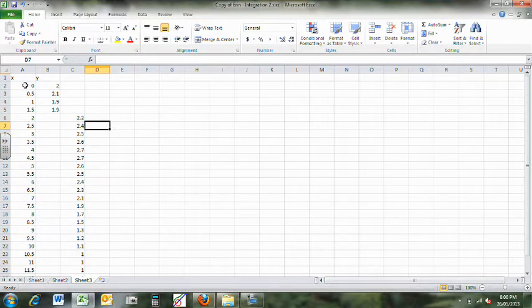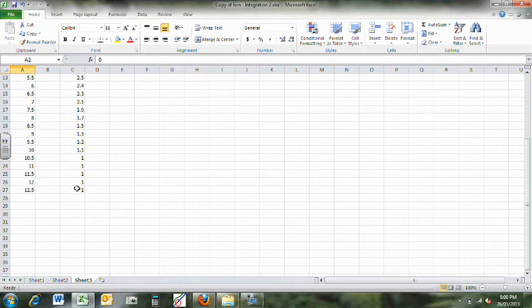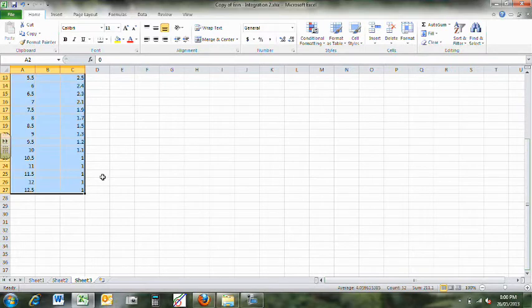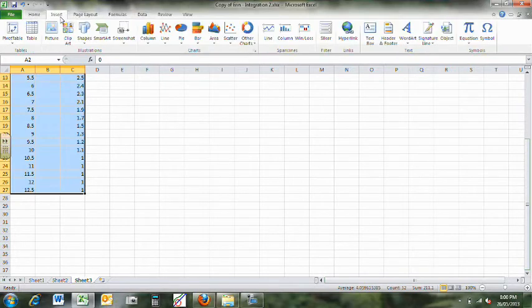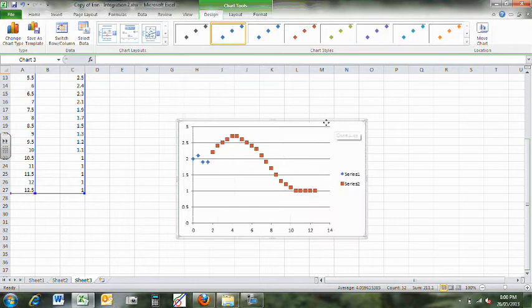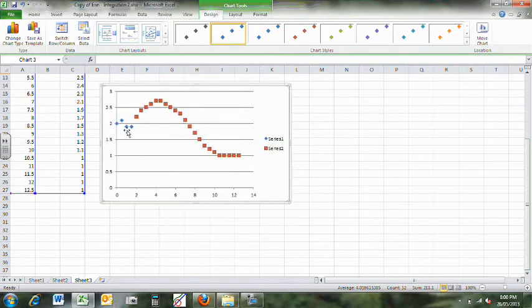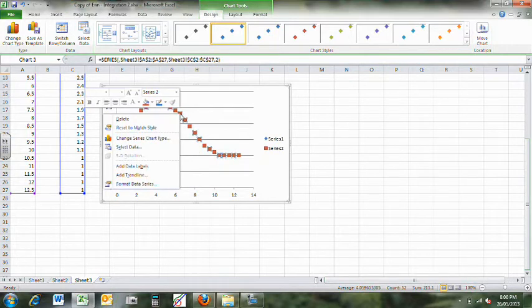And now if I highlight all of my values, I'll insert a scatter plot, and we'll see here we get two different colorations. The first 4 points are different to the other points, so I can choose two different models to suit.